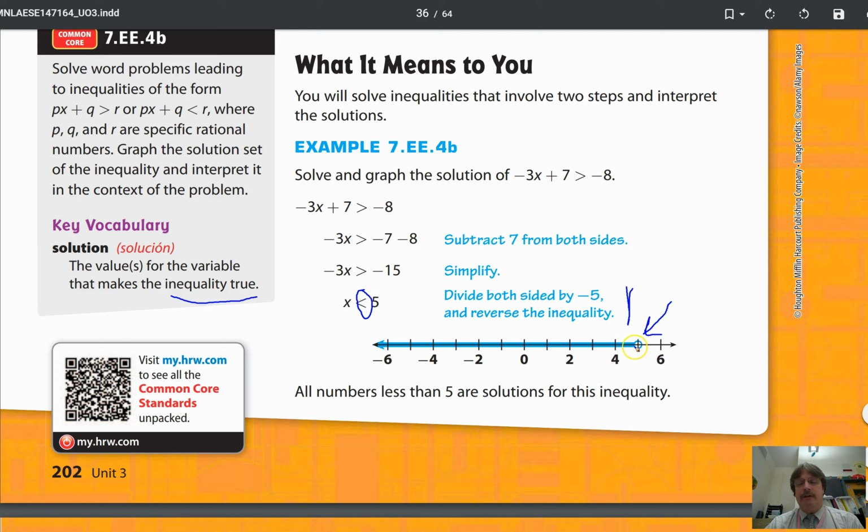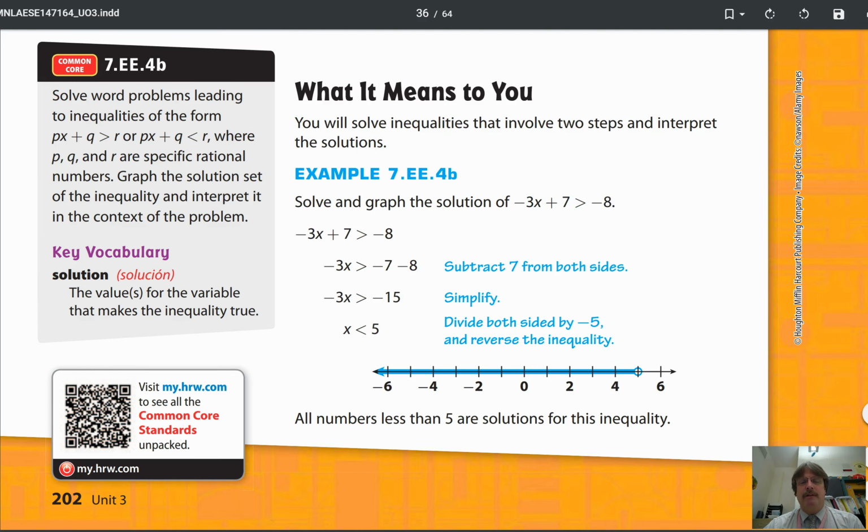5 is not included. So when you have a less than or greater than, when you graph, you use an open dot, and when you have a less than or equal to or greater than or equal to, you use a closed dot. Of course, it can also go this way too. So this means it's included in the solution set, that particular number that you found. This one means that the number is not included, although it's kind of like where the limit is.